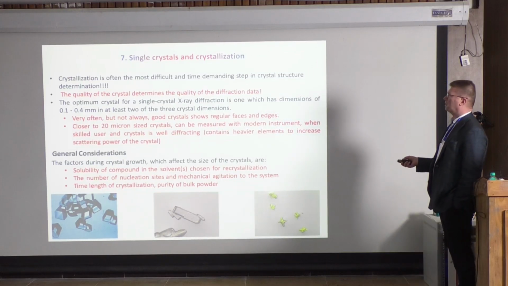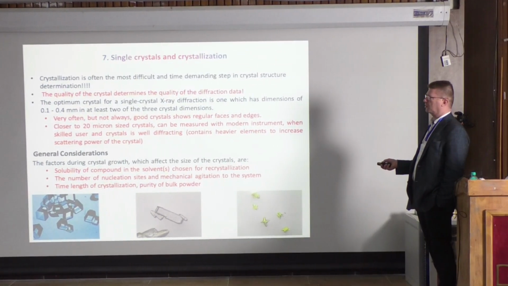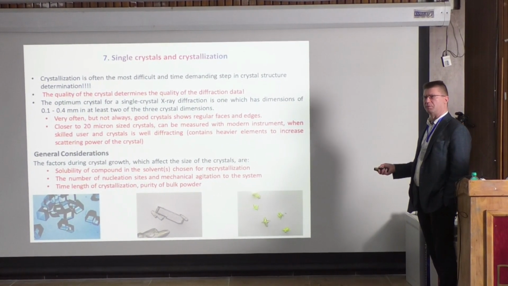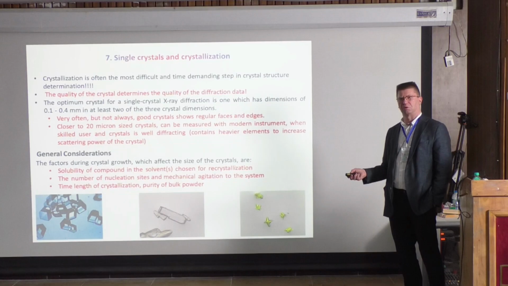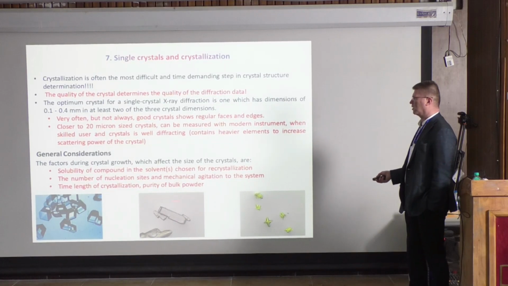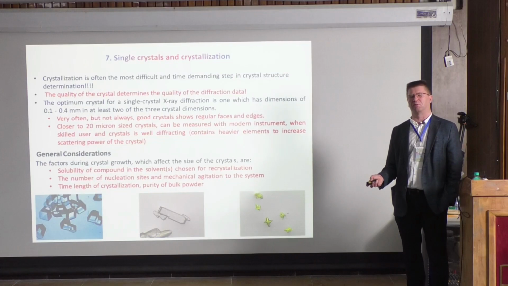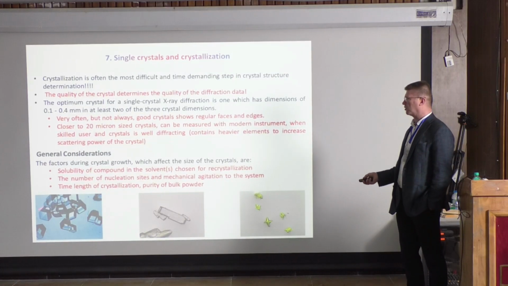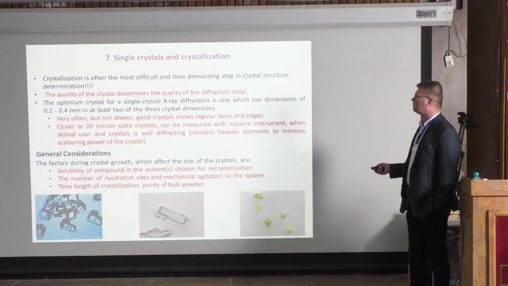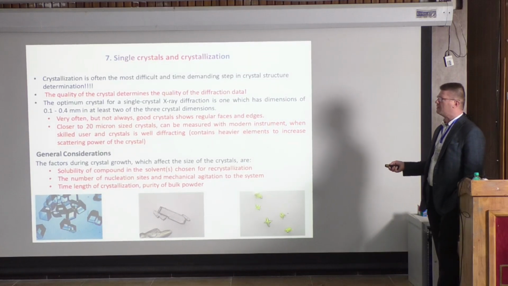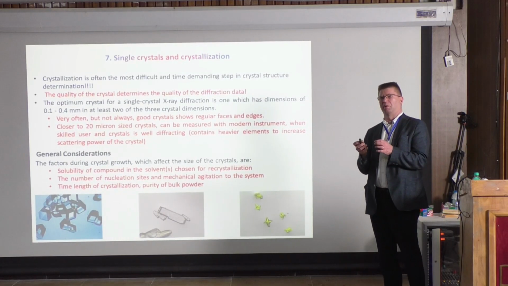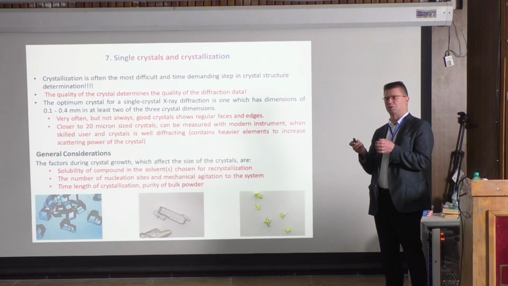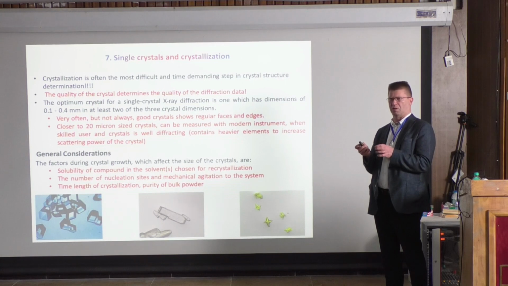So the optimum size nowadays is around 0.1 millimeter. It's so small that you cannot see it, so you have to use a microscope. And here you have seen these microscopic images of different crystals. The point is that the best shape for our purposes would be a sphere. But it's very difficult to grow good spherical single crystals. This is very unique, and normally that's not the case.